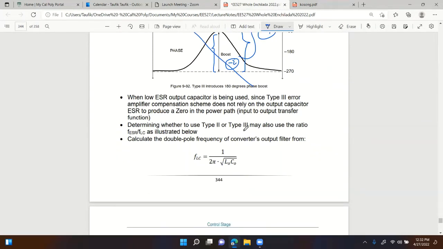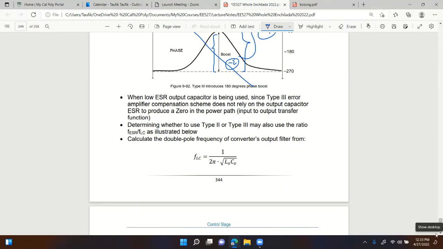Determining whether to use type 2 or type 3 may also use the ratio. So this bullet basically states how do we determine when to use type 2 or type 3 if, let's say, it's neither one of the two cases that I just explained to you. Well, you can apply this method. This is called FESR over FLC method, the ratio basically, right?